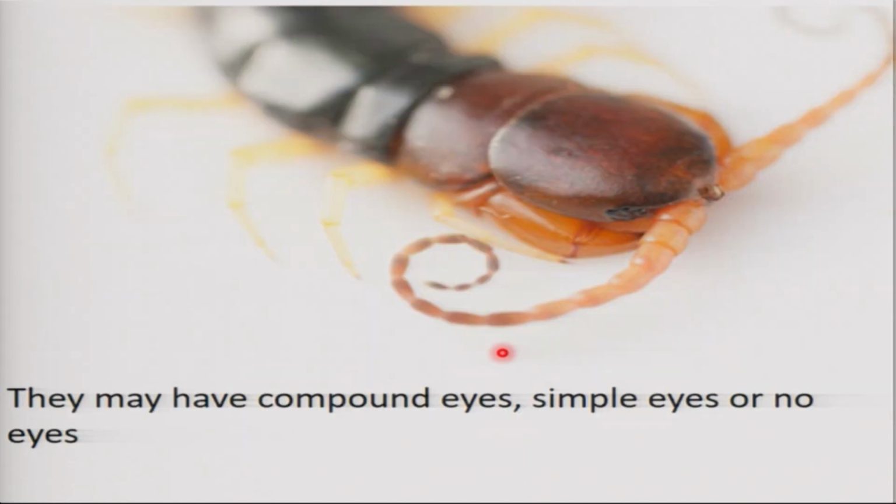Another characteristic that they possess: they may have compound eyes, they may have simple eyes, some don't have eyes, all right? For this case here, we see that it has got a simple eye, all right? So this is a simple eye. Therefore, it is a chilopod. So it may possess either a compound eye, a simple eye, or sometimes no eyes, all right?